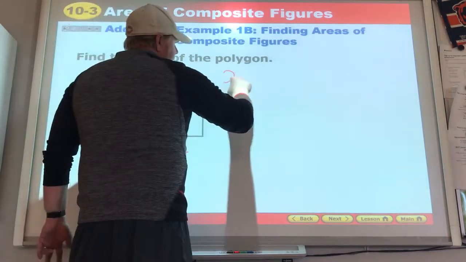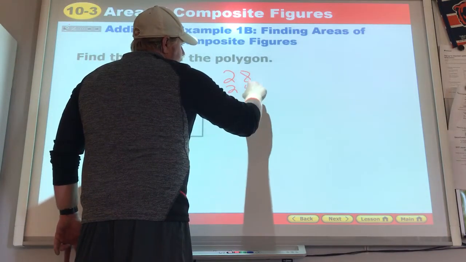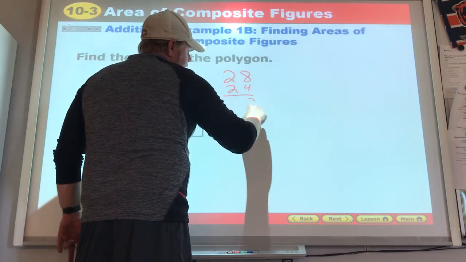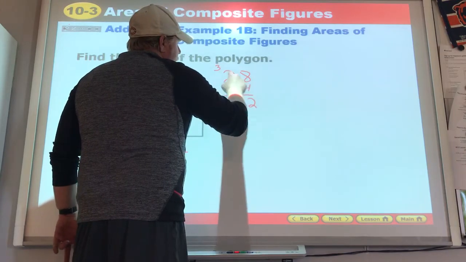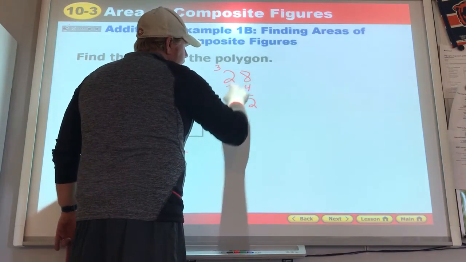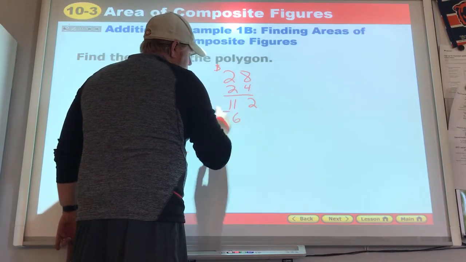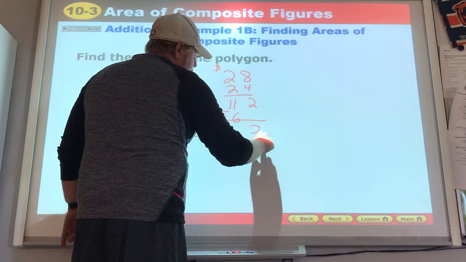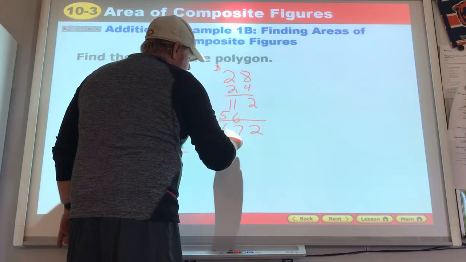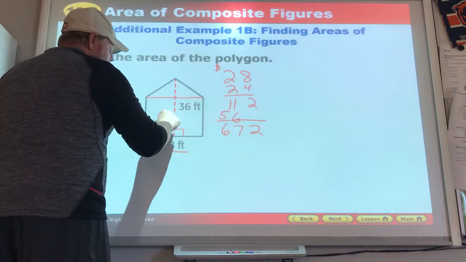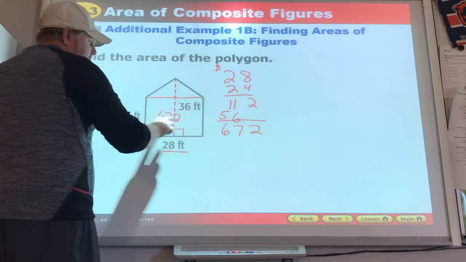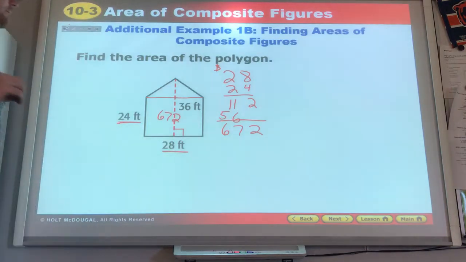So 28 times 24 gives me 672 for that rectangle.